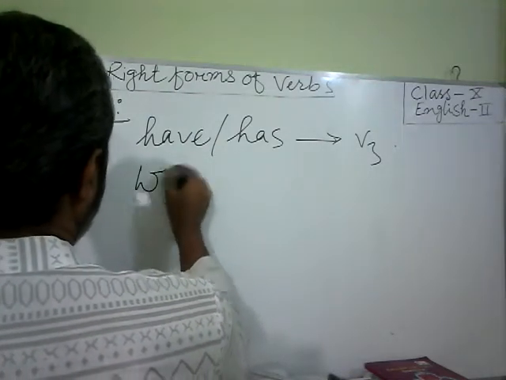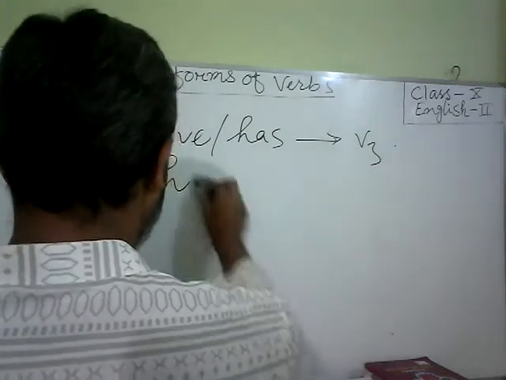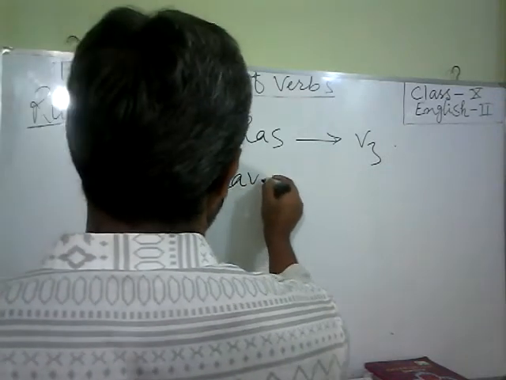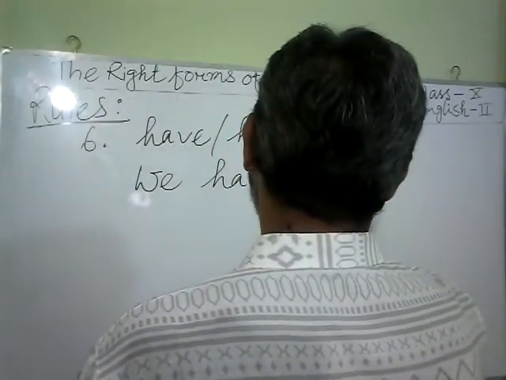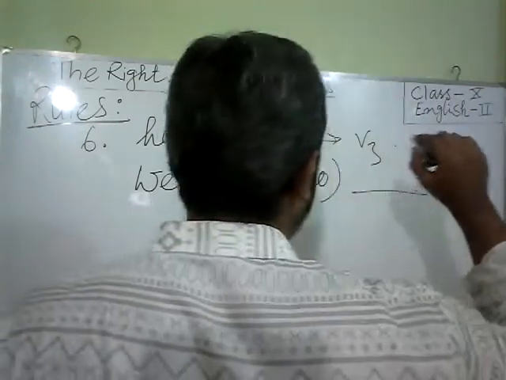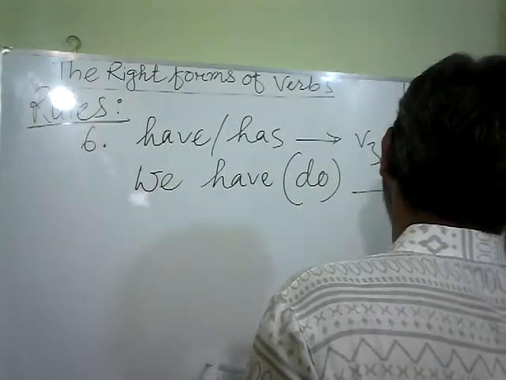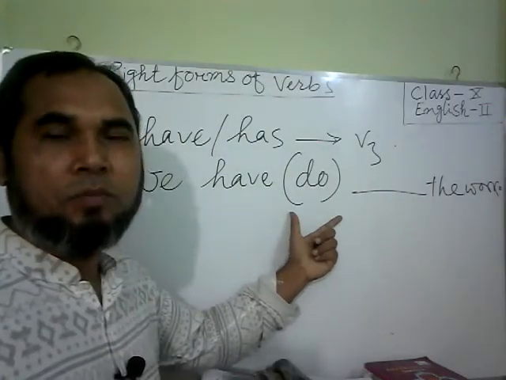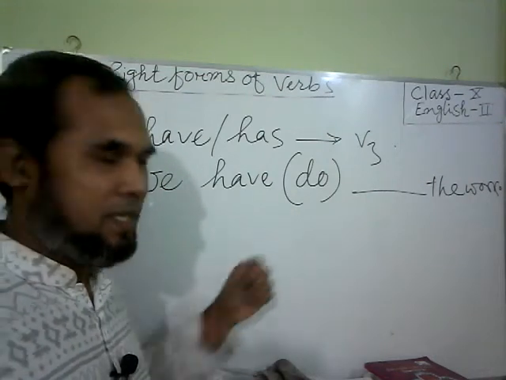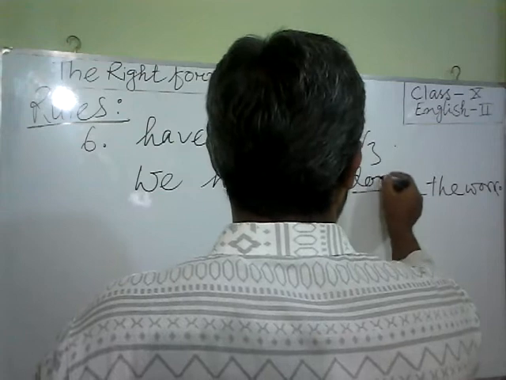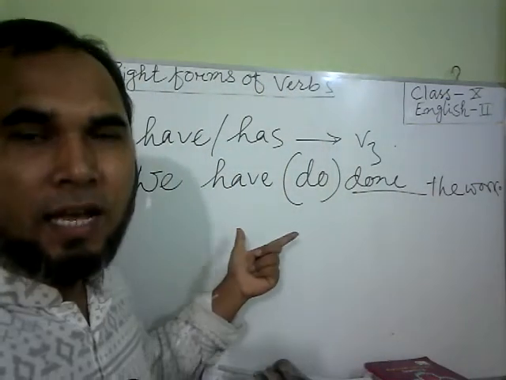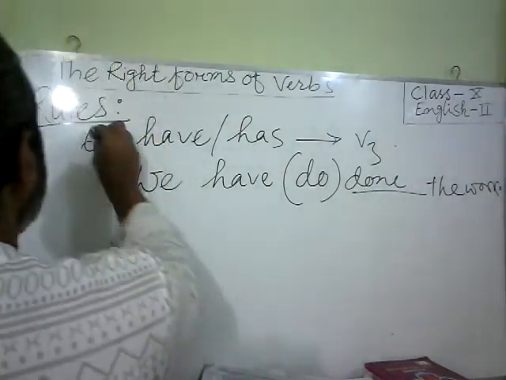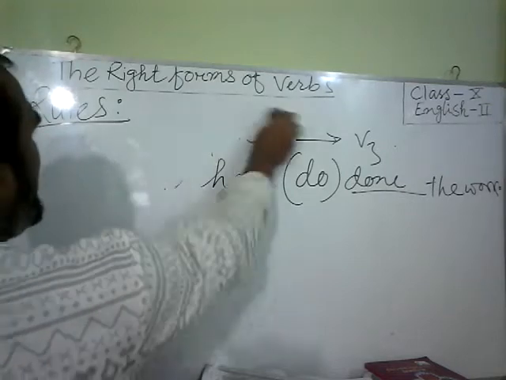Suppose we have, in bracket we have the verb do, the work. Then what will be the answer? We have done the work. We have done the work. Okay, clear? We have another rule in present perfect tense.